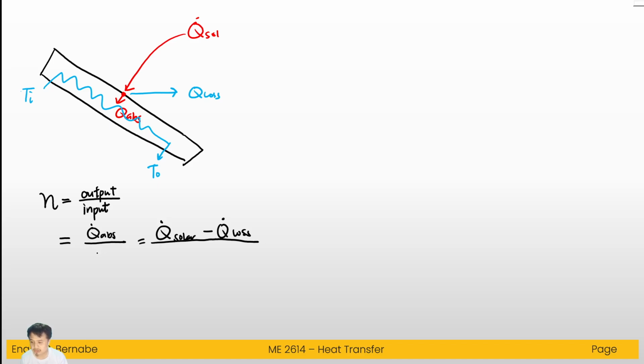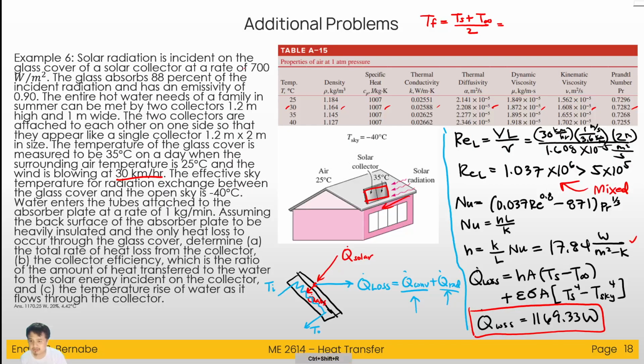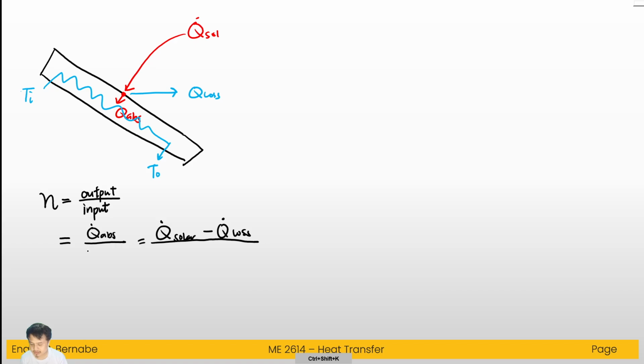So in this case, the input here is 700, and 88%. So it will absorb 88% of 700. So we have the absorptivity multiplied by the Q. I think this is in square meter. So I guess this will be Q times area only, of the irradiation. Okay, I think we're good with this.